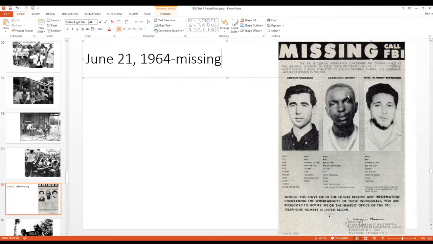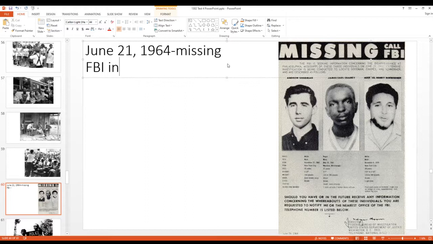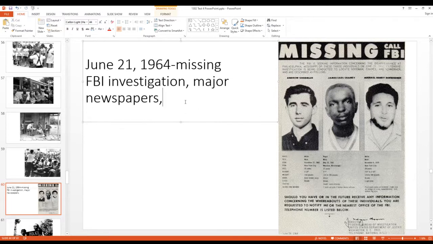Goodman and Schwerner were immediately killed. Cheney was chased, caught by the Klansmen, beaten severely, and then killed. Eventually, the FBI became involved. Major newspapers came down looking for these guys. It became a big story. Locals believed that it was a hoax, that the men had faked their disappearance.